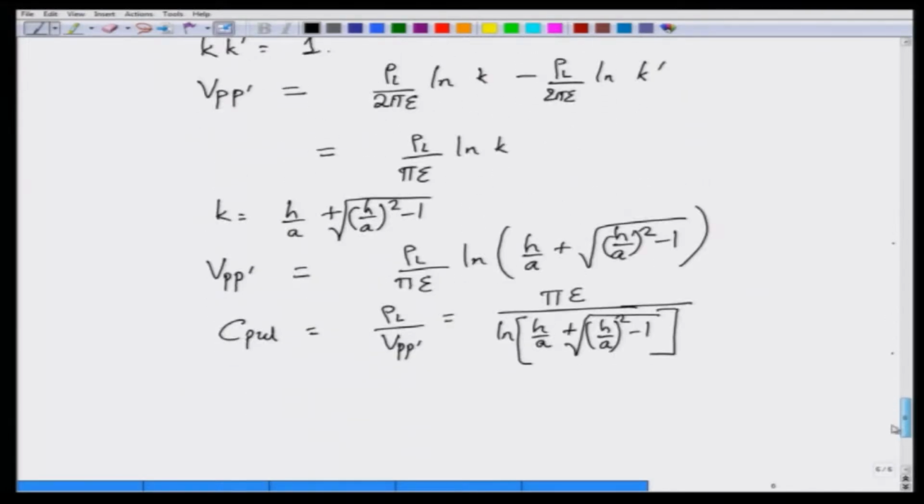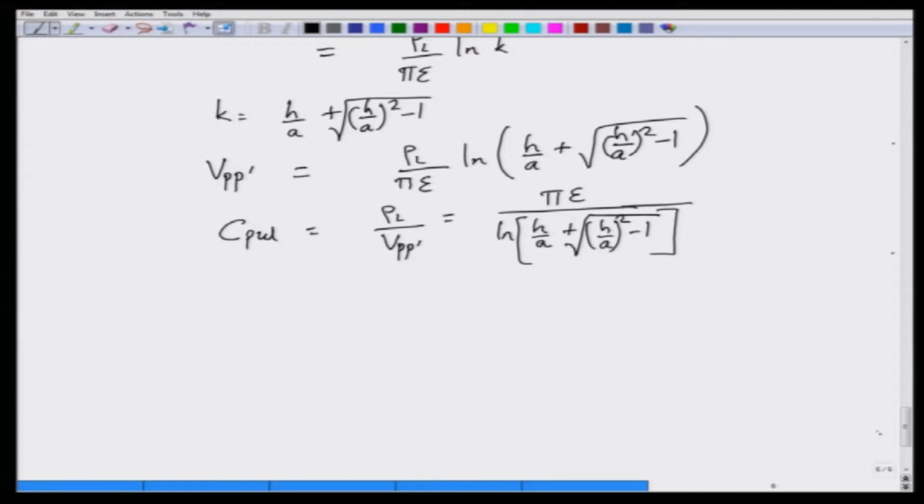This expression for capacitance per unit length can actually be simplified considerably, provided H is much larger than A. If the H by A ratio is around 10 or more, then the quantity H by A squared becomes very much larger than 1, and the root can cancel out on the square. So, capacitance per unit length can be approximately written as pi epsilon divided by log of 2 H by A.